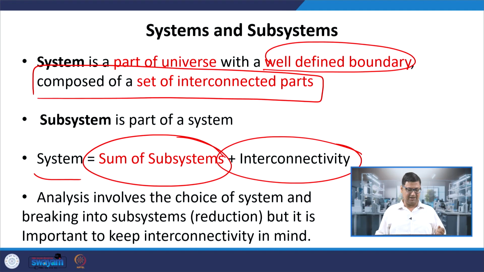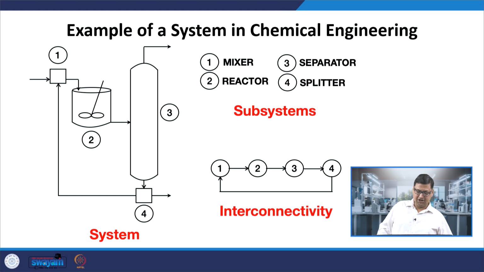Again, strictly speaking, analysis typically means breaking down a system into smaller subsystems as much as we can, but I will use a general definition in this course, that is, analysis for us will involve the choice of a system and breaking it into subsystems wherever it is needed. That is called the approach of reduction, but keeping in mind the interconnectivity between different subsystems, and I will take examples of that. Okay.